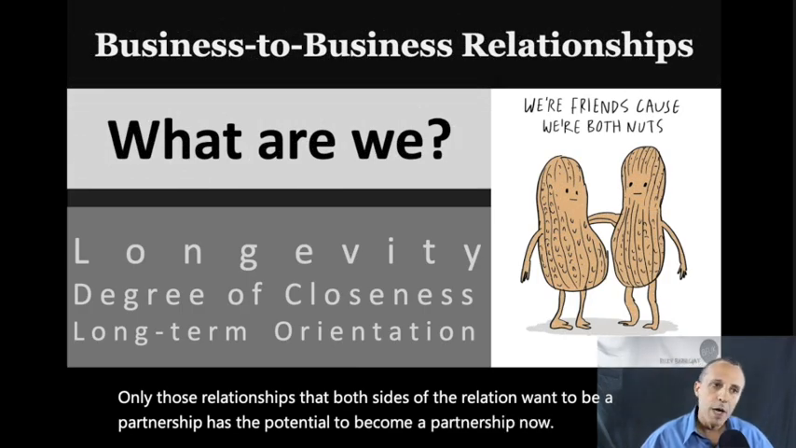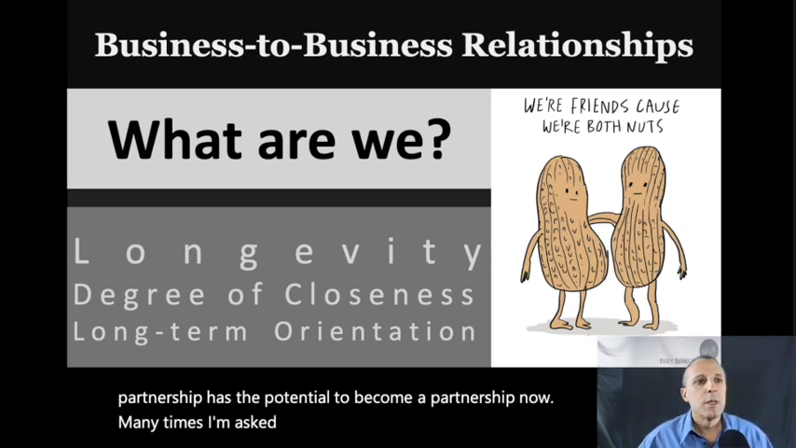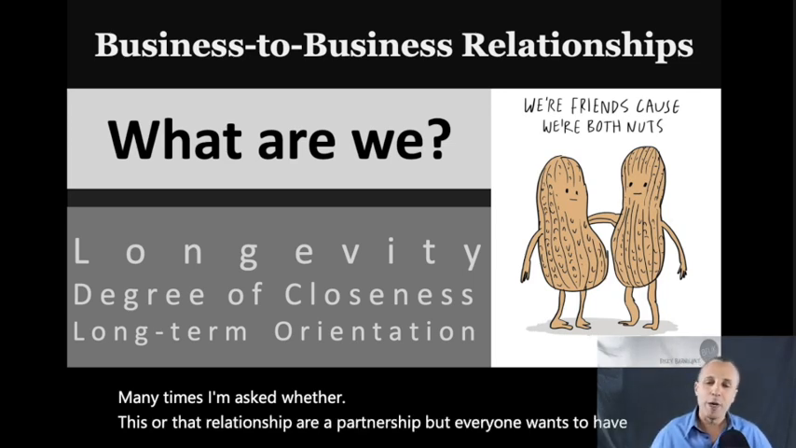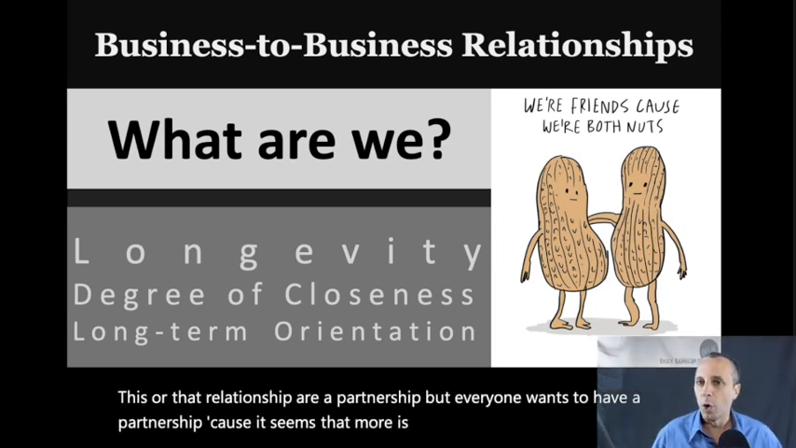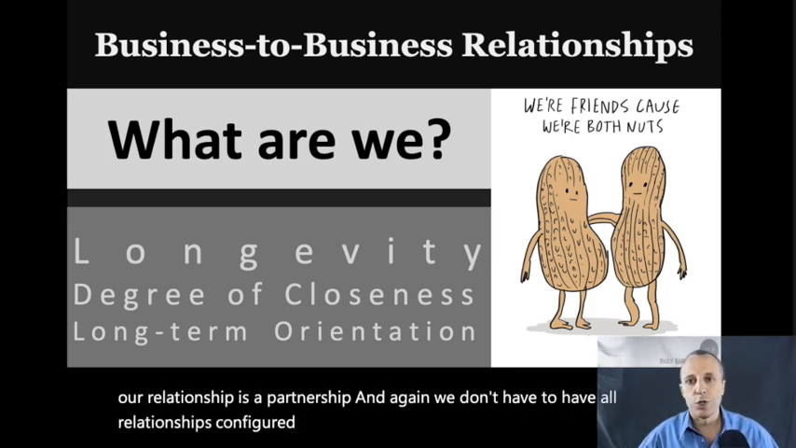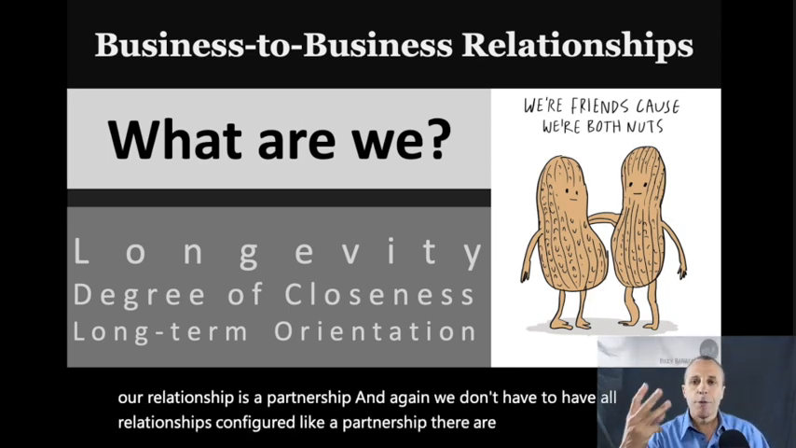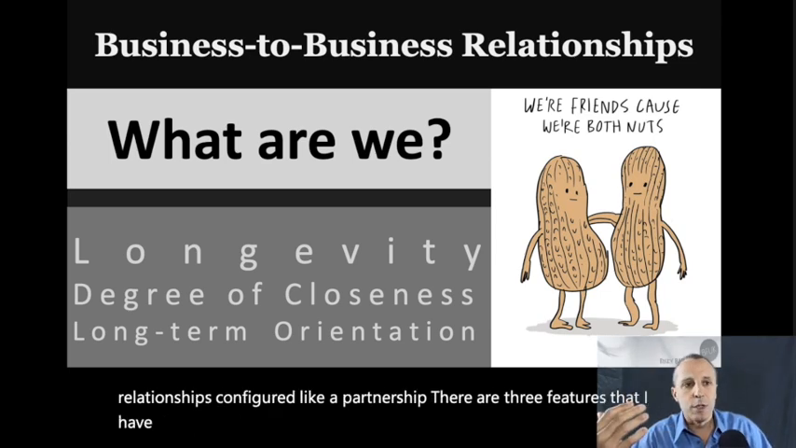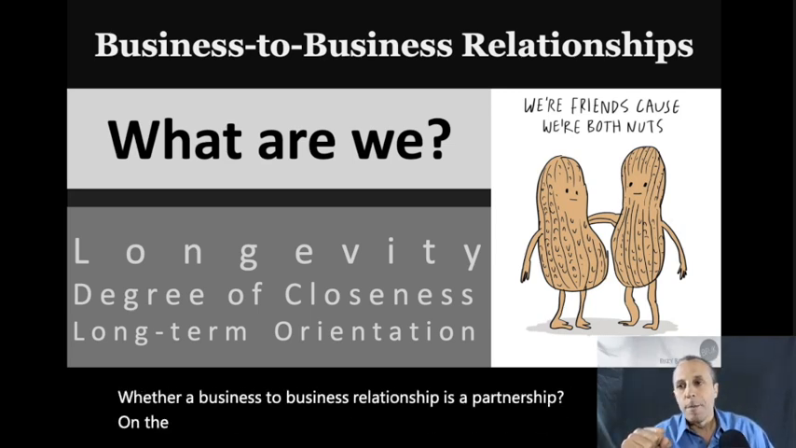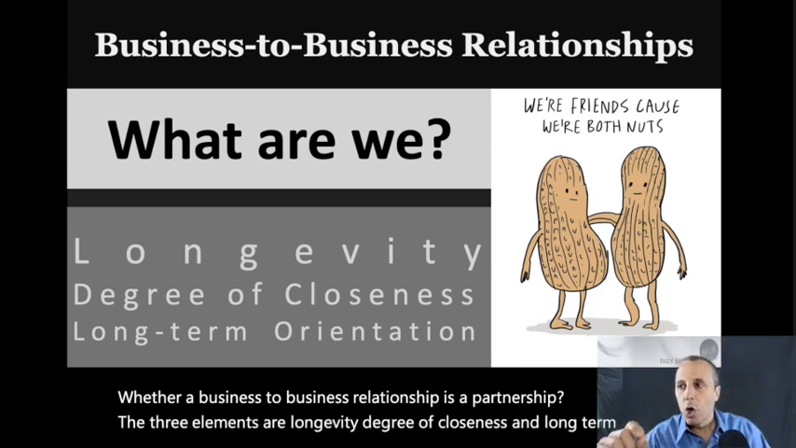Now, many times I'm asked whether this or that relationship is a partnership, and everyone wants to have a partnership because it seems that more is better. However, we don't have to have all relationships configured like a partnership. To identify whether a relationship is a partnership, there are three features that I have identified that describe whether a business-to-business relationship is a partnership. The three elements are longevity, degree of closeness, and long-term orientation.